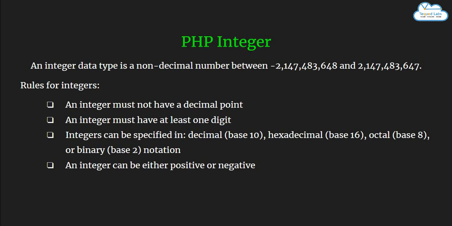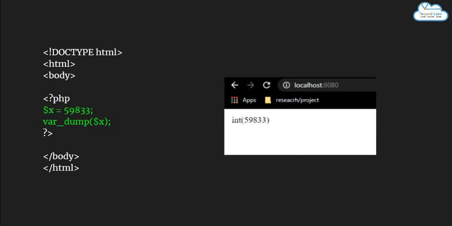Now integers can be either positive or negative, just like I told you in the definition. It can be between -2,147,483,648 and 2,147,483,647, right? So it can be between these two numbers, and hence it can be positive or negative. So this is an example.